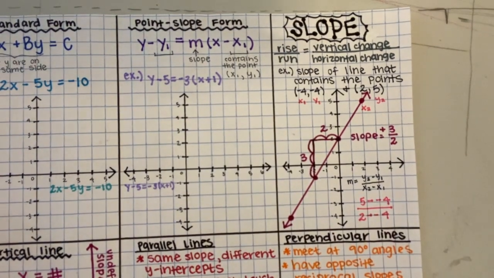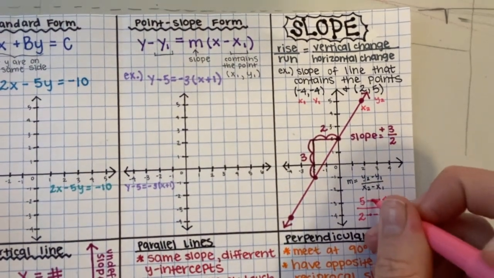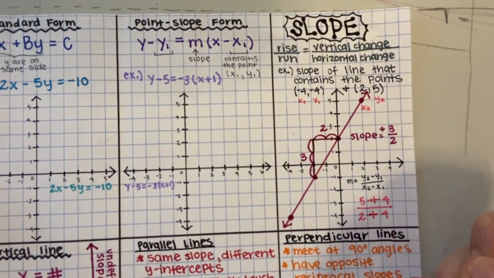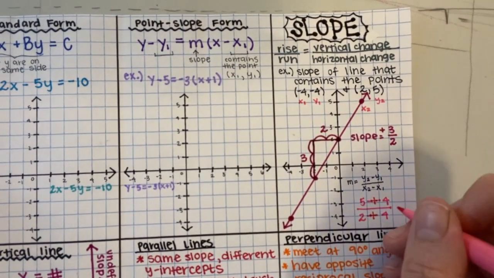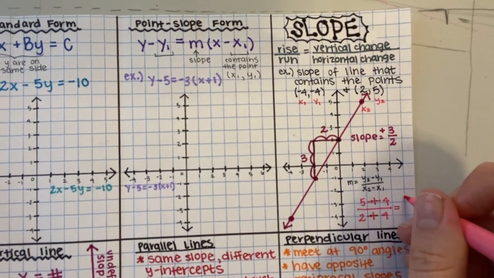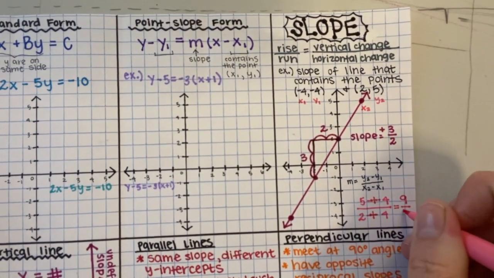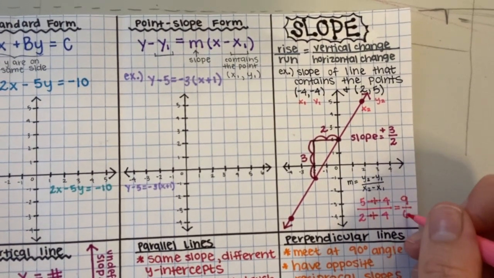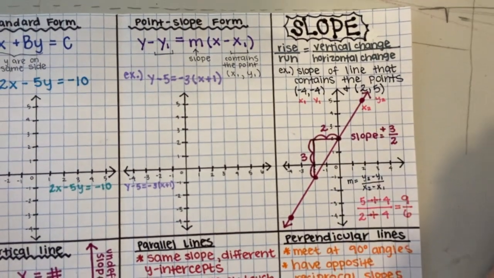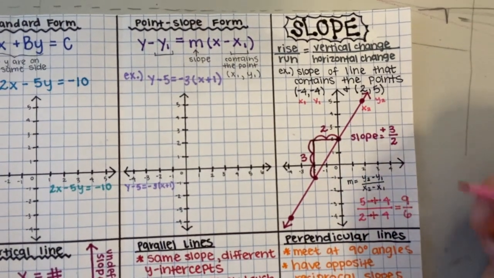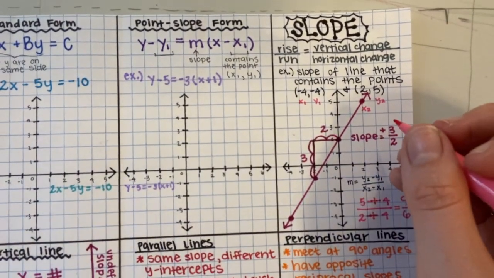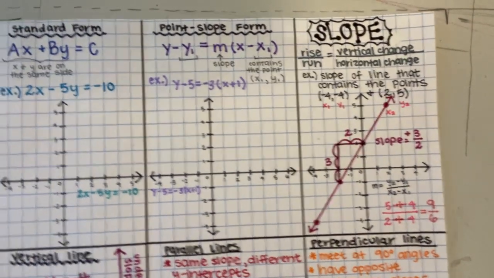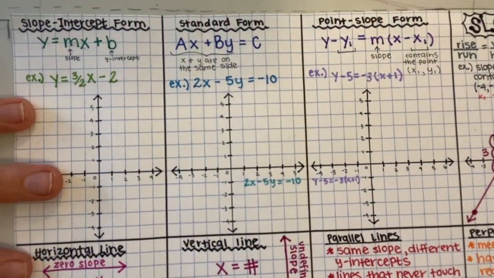Remember that when you are subtracting a negative number, you connect your negative signs and make it into a positive. So this is going to end up as 9 over 6. If we simplify 9 over 6, we get 3 over 2. Those are two ways that we can find this slope, this constant rate of change. So that's our introduction to linear functions.